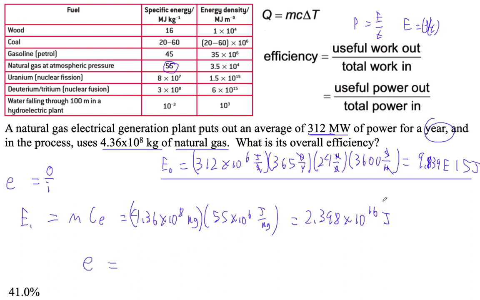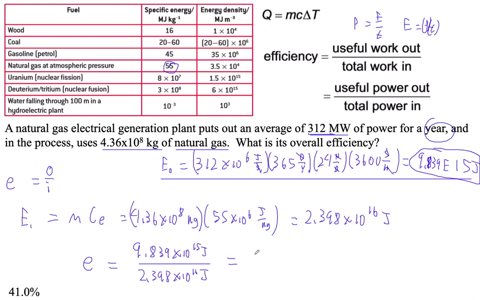Efficiency is output over input. So it's going to be, this is our output, 9.839 divided by our input, which is 2.398 times 10 to the 16th joules. I think we can do this. Okay. There's other ways to do this. This is just what's occurring to me. So this guy, I'm just using my up arrow, divided by this guy.